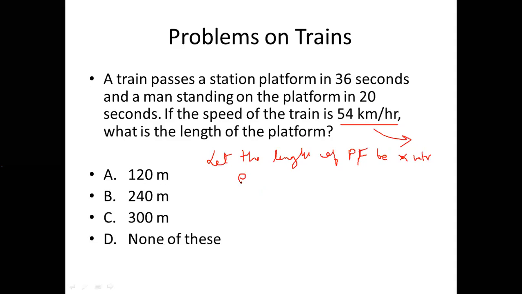Now we know the speed is given in kilometers per hour, so we have to convert it. We will multiply it by 5 by 18 to convert kilometers per hour into meters per second. So 54 into 5 by 18, that we have to do in meters per second. And if we solve this, how much will it be, class? If you have a calculator in your hand, you can do it. It is 15 meters per second, right?